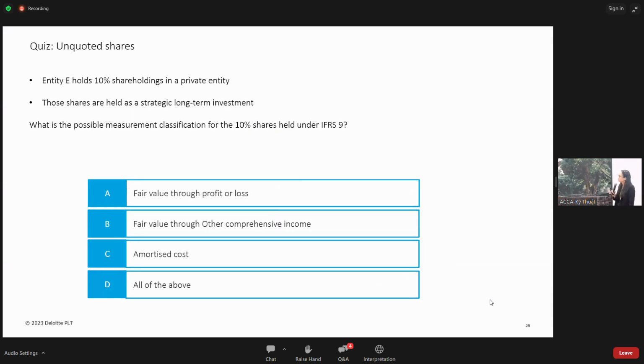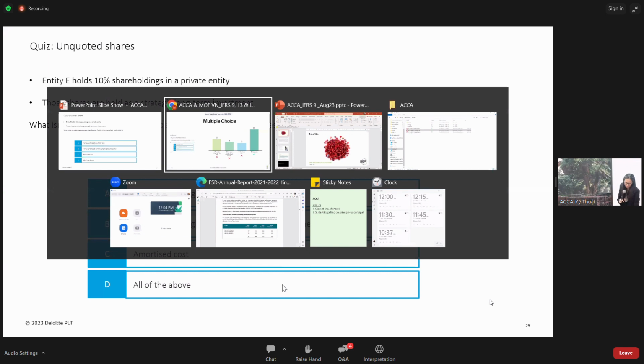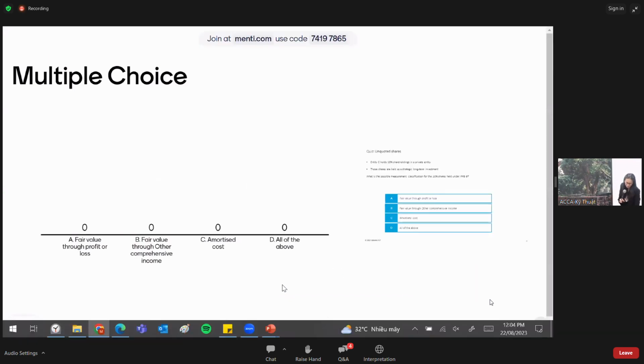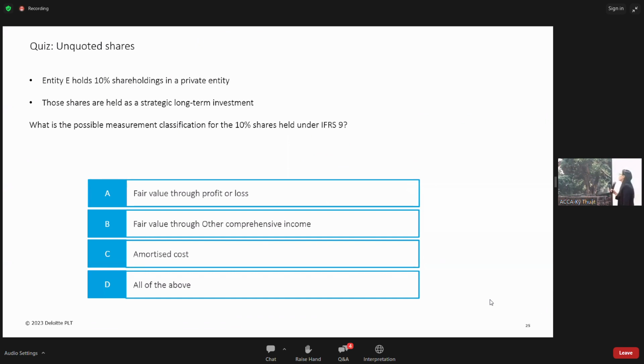Okay, now for unquoted shares. Entity E holds a 10% shareholding in a private entity, and these shares are held as a strategic long-term investment. So what are the possible measurement classifications for the 10% shares held under IFRS 9?